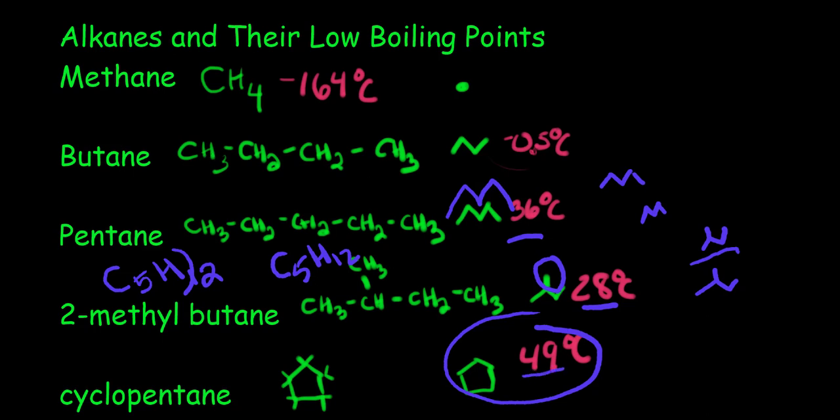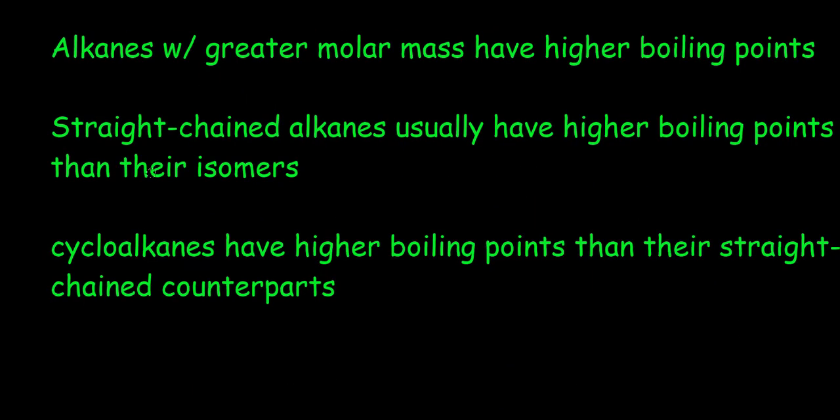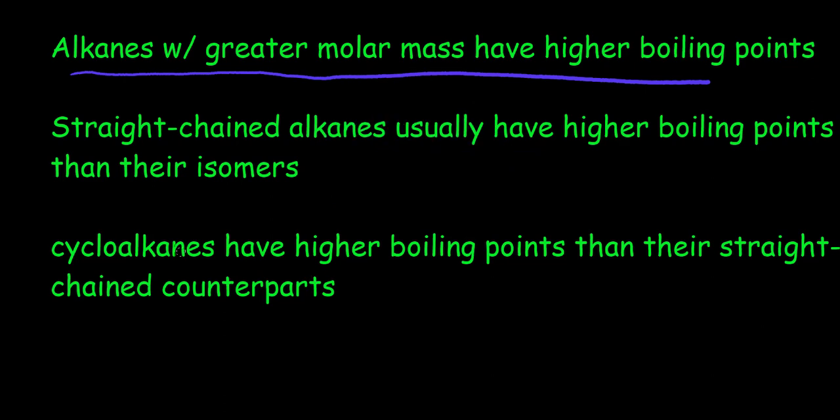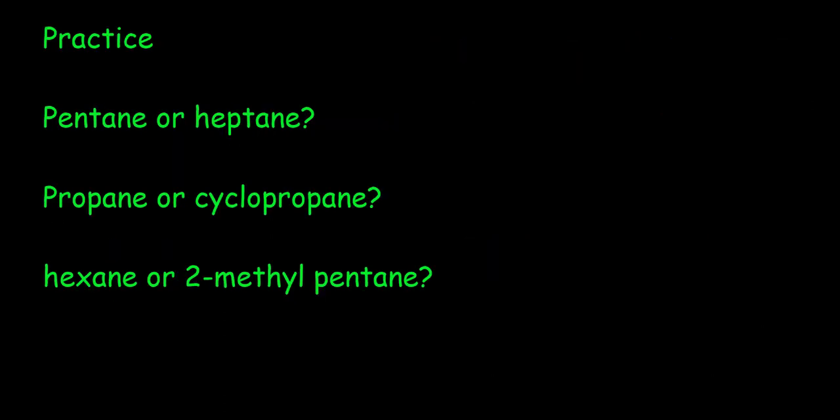Okay, so let's summarize these trends. Alkanes with the greater molar mass have higher boiling points. Straight-chained alkanes usually have higher boiling points than their isomers. Cycloalkanes have higher boiling points than their straight-chained counterparts. Just to see if we are on the same page here, let's do a couple of practice problems. What we're going to do is rank these, and we're going to circle the one that has the highest BP, the highest boiling point.